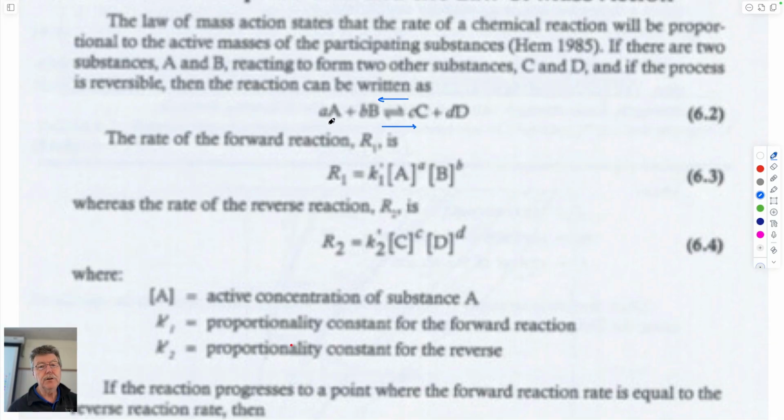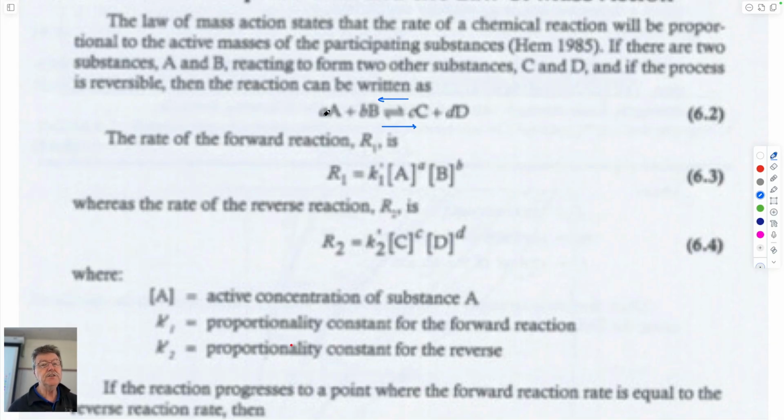And so if we look at the combination between compounds A and B in producing C and D, when it's at equilibrium, there's exactly an equal flow between the forward reaction and the reverse reaction.